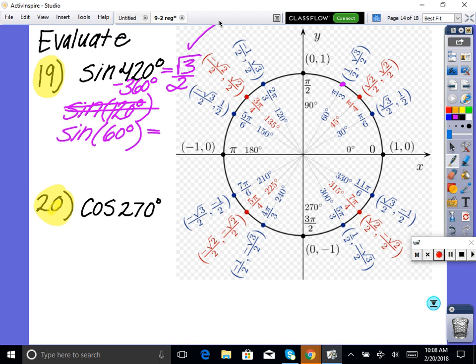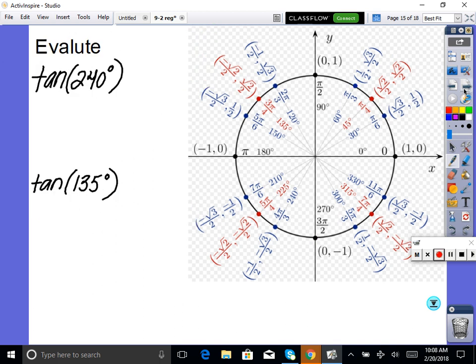Okay, cosine at 270. 270 is already on the unit circle, so I can just go right there. Boom, find 270, which is right here. Cosine's x, so my answer is, the cosine at 270 is 0.